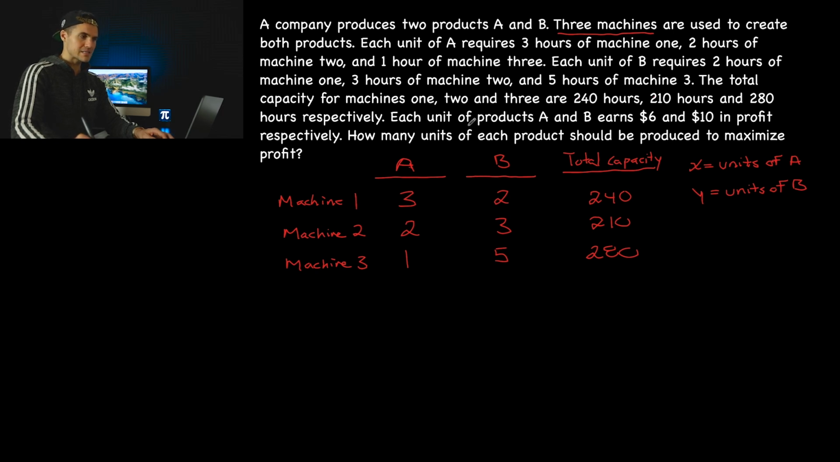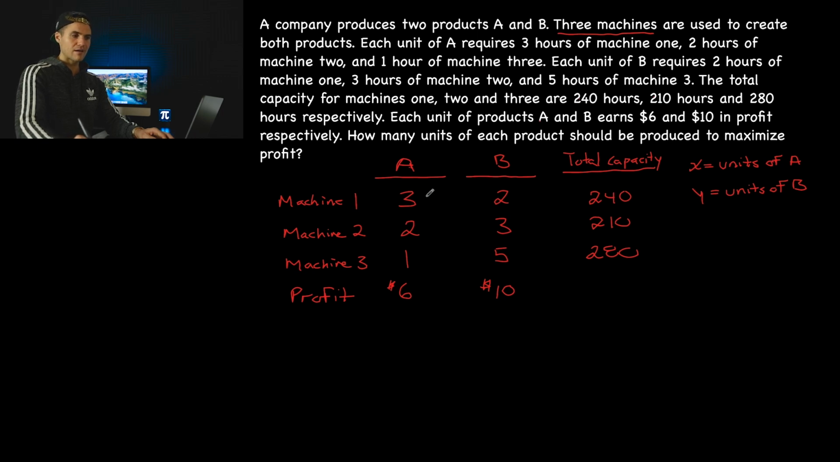And then lastly, they say each unit of products A and B earns $6 and $10 in profit respectively. So let's put another row here for profit. A earns $6 in profit. Each unit of product A earns $6 in profit here, and $10 for product B, like that.